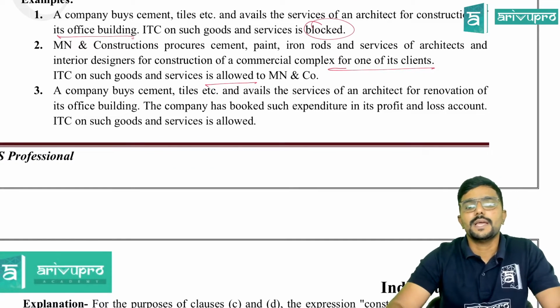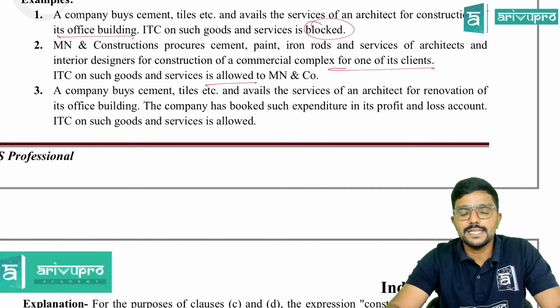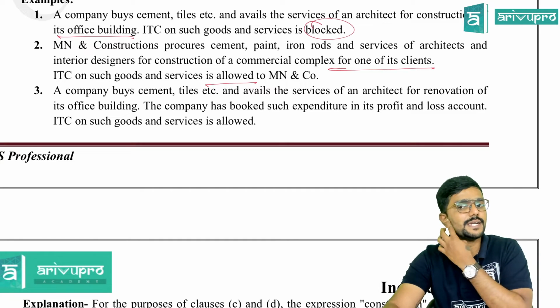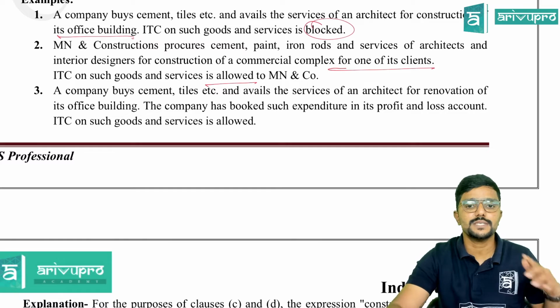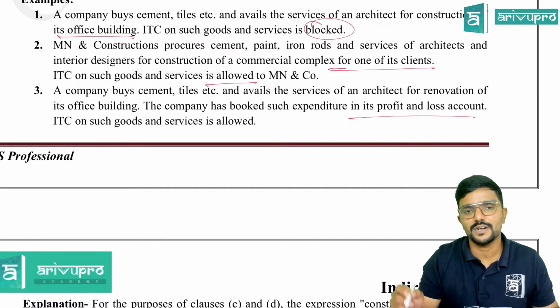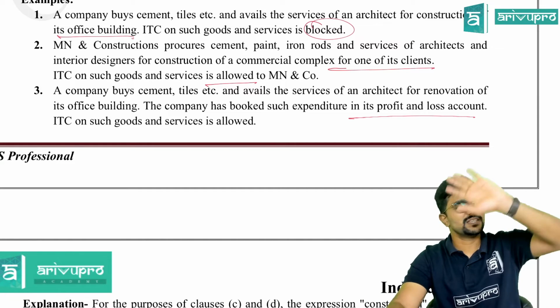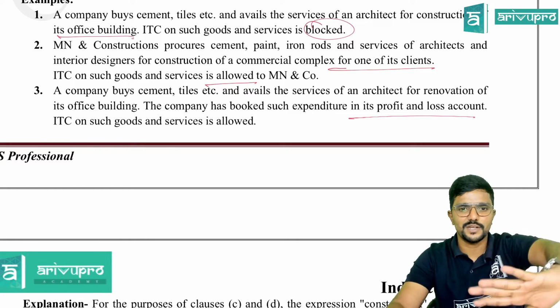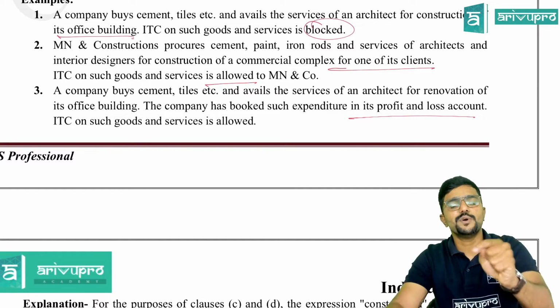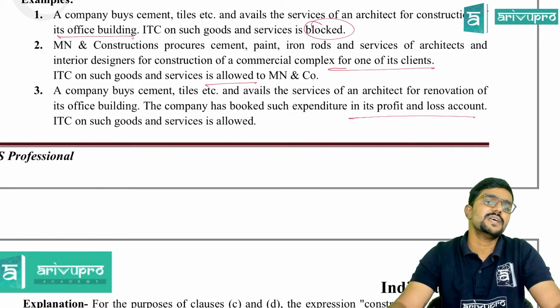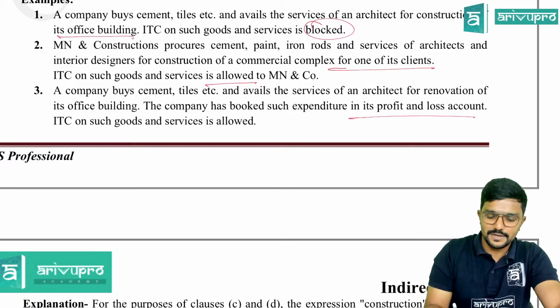Next item. A company buys cement, tiles, etc. and avails the services of an architect for renovation of its office building. The company has booked such expenditure in its profit and loss account. Sir, how is it possible? It is completely an accounting topic, so I am not bothered. Sir, how are they treating it? Because it is a capital item now. Fine. If they are booking it in the profit and loss account, it means they are treating it as a revenue expenditure. Can they claim the credit? Yes, sir. Credit is allowed.